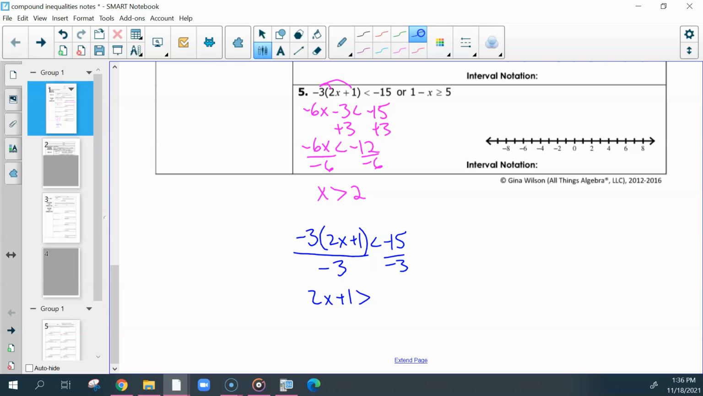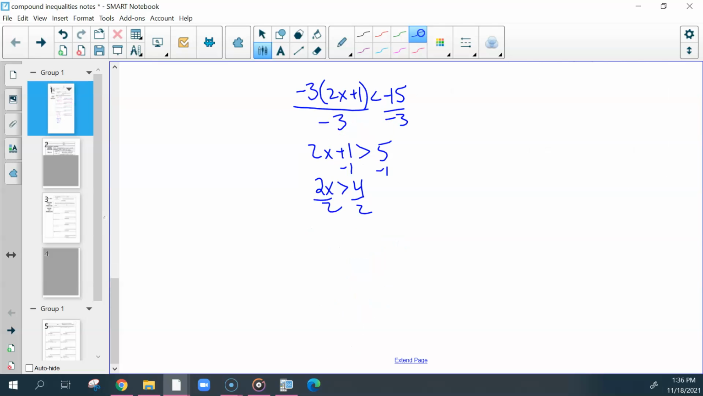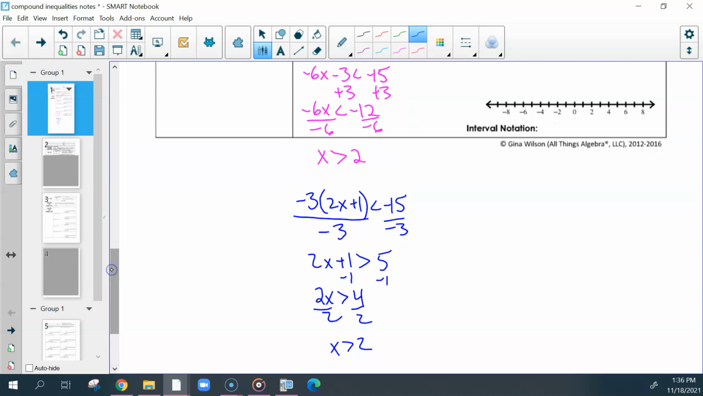So that kind of makes sense. It would need to change directions. And then I could solve for x just like normal. You would still get the same thing either way, that x is greater than 2, so that would be an open circle going to the right.